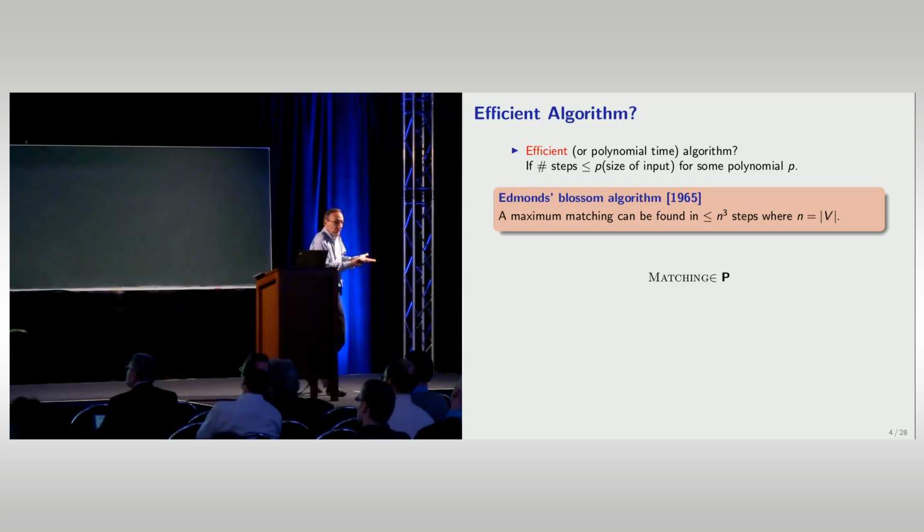So the question is, how did I find that matching? How did I find the red vertices that prove the optimality? Well, I'd like to not have to go through all possible matchings and all possible sets of vertices. So what's important is to design algorithms whose number of steps grows polynomially with the size of the instance. In this case, Edmonds 50 years ago derived an algorithm that finds the maximum matching and the red vertices, proving optimality, in n cubed steps. And so that shows that matching is in P.